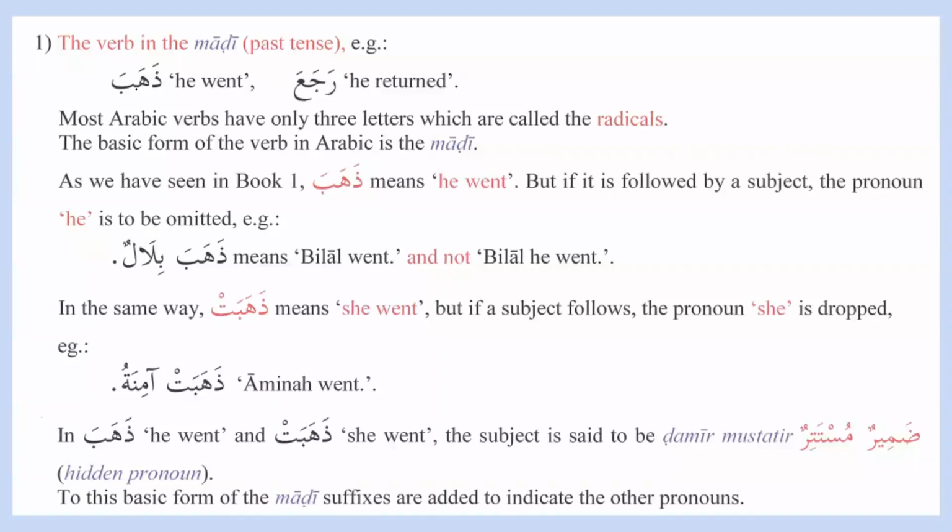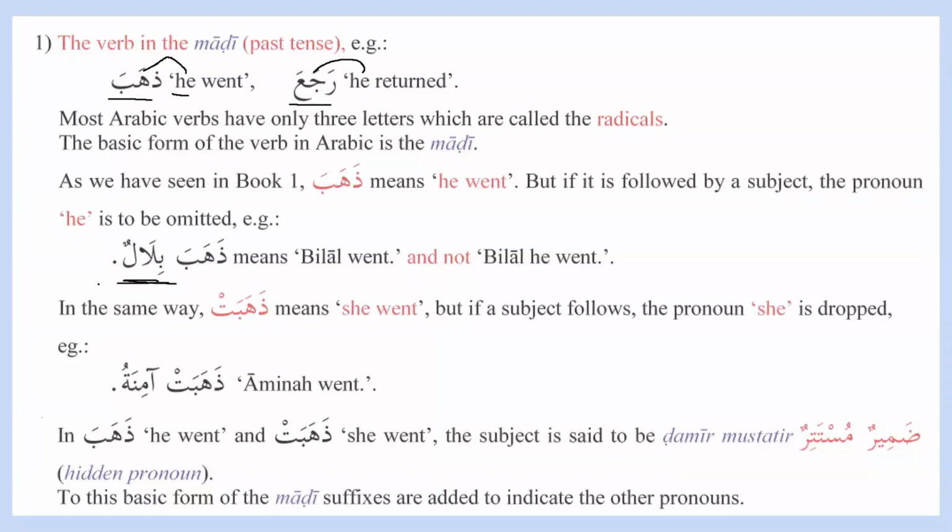So the same thing over here, we will just go through this quickly. So we say dhahaba, that means he went, and raja'a, he returned. But when you have the doer, and as I mentioned earlier, if the doer is apparent, if the doer is visible, if the doer is outside, in dhahaba, the doer is inbuilt. In raja'a, the doer is inbuilt.